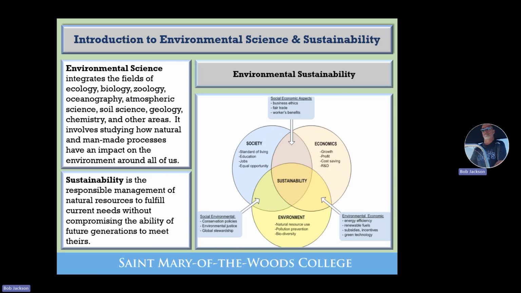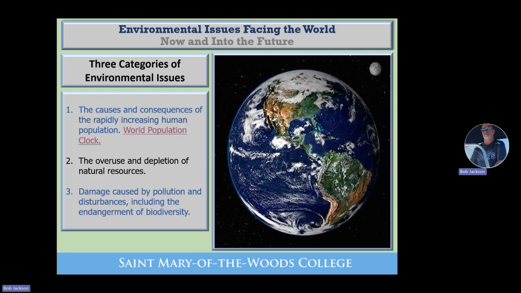There have been civilizations in the past that overused their resources in their areas, and that is what did away with those civilizations. Time and again it's happened in history. Okay, there are three categories of environmental issues.